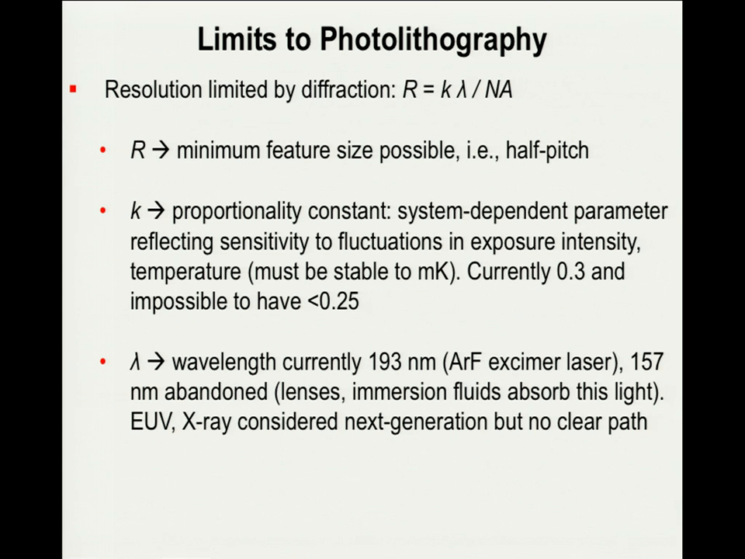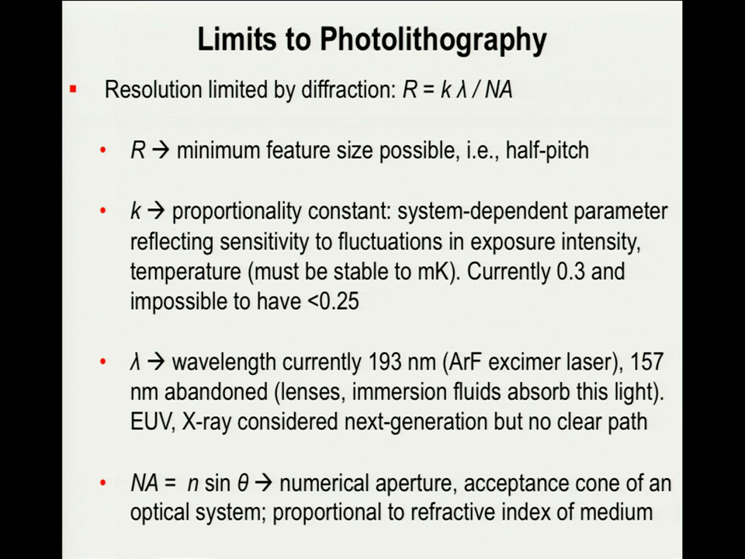So extreme UV, like 20-some nanometer, and X-ray light is considered the next generation, but there's no clear pathway to getting there. So the numerical aperture equals n sine theta, which is the acceptance cone of an optical system, and it's proportional to the refractive index of the medium. It's a polymer class, that's all I'm going to say.